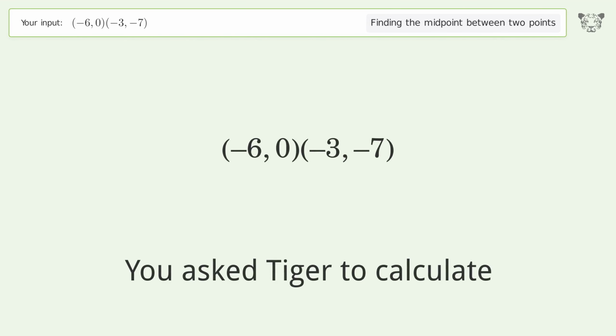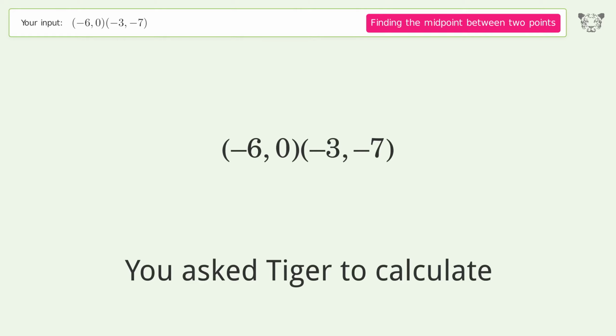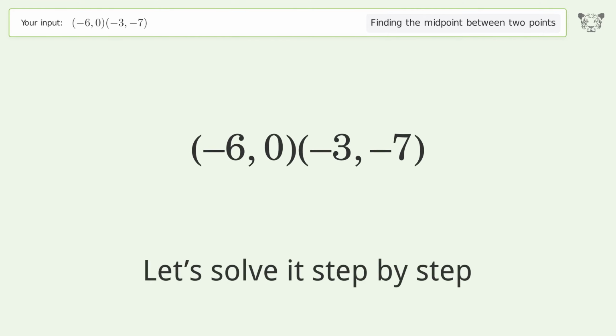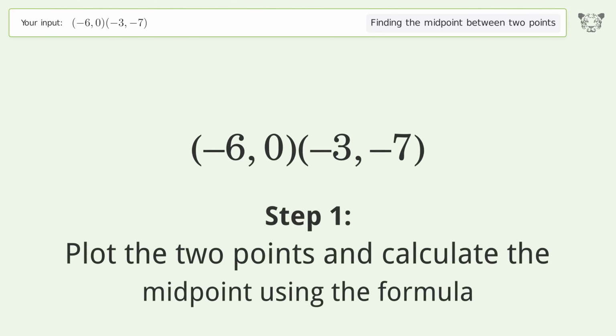You ask Tiger to calculate. This deals with finding the midpoint between 2 points. The midpoint between the 2 points is -4.5, -3.5. Let's solve it step by step. Plot the 2 points and calculate the midpoint using the formula.